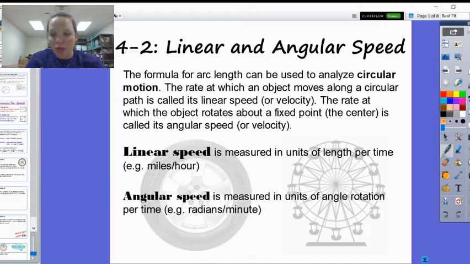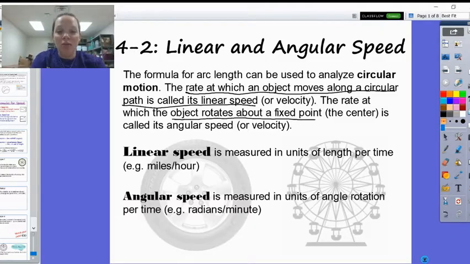And you may want to highlight those things. Linear speed is how fast an object is moving around a circular path. And angular speed is the rate that the object is rotating around a fixed point, or the center.